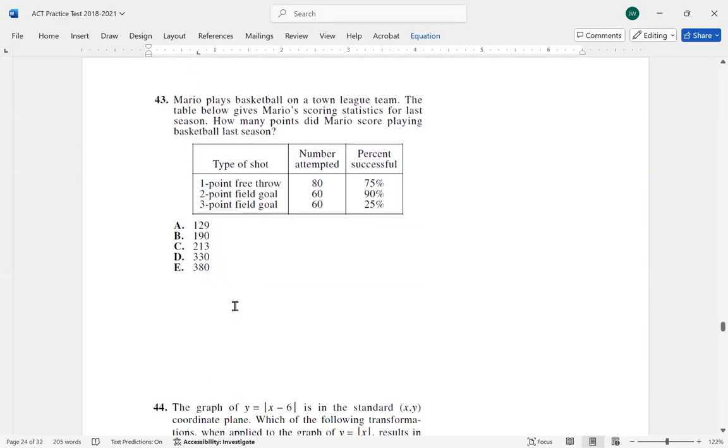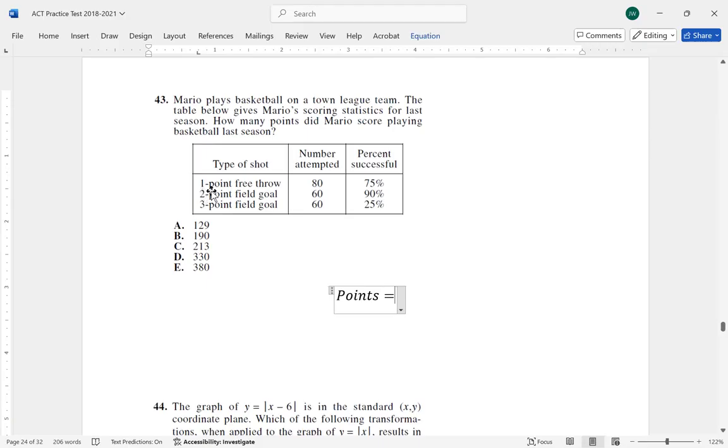Question 43. Mario plays basketball on a town league team. The table below gives Mario's scoring statistics for last season. How many points did Mario score playing basketball last season? So what we would do is we'd count up all the points.